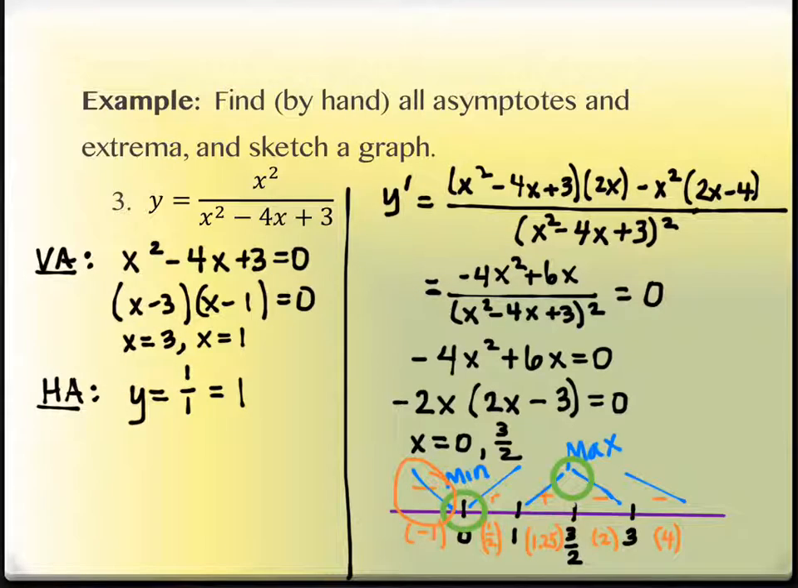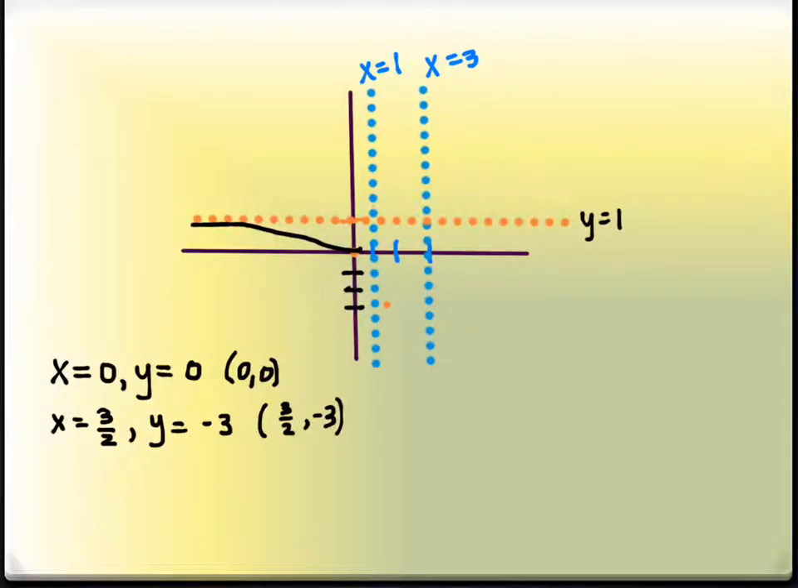Now, what happens between 0 and 1? It's increasing. So again, from this minimum point that I have at the origin, I've got to be increasing from there on. So the graph must look like this.